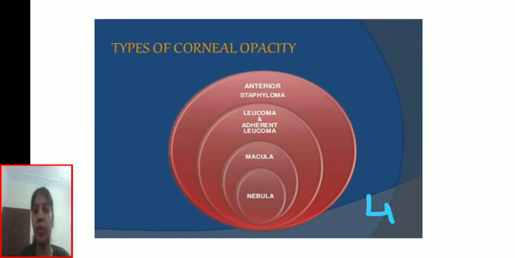Now the types of corneal opacity. Number one is the nebula, macula, leucoma, anterior staphylomas. These are the types, from outer to inner. First of all, if only the epithelium layer is involved, it is totally healed by itself. It forms no opacity and no scar. After that, when the stroma and other internal layers are involved, they form these types of opacity. Now we discuss them one by one.